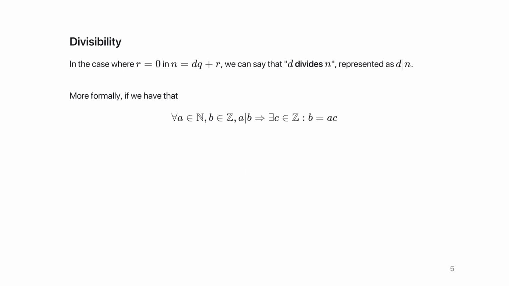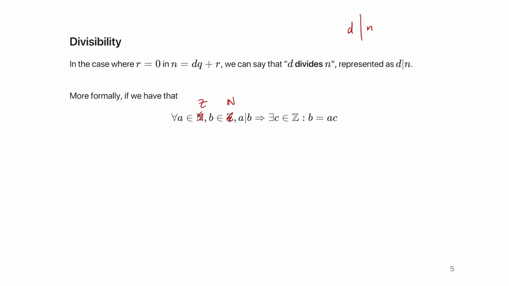Okay? Now, we want to talk about divisibility. And this is a concept that we've seen many times in these proofs that we've been doing. In the case where R is equal to 0, when we have divisor times quotient plus remainder, we can say D divides N, right? Which we represent by D vertical bar N. Okay? More formally, what we're saying is that if A is some natural number and B is some integer, there exists some C that I can multiply by A to get B. These should be reversed. Yeah, this should be integer, and this should be natural number.